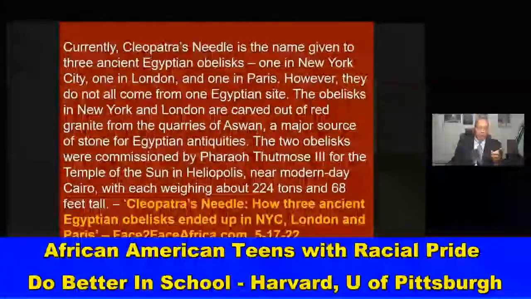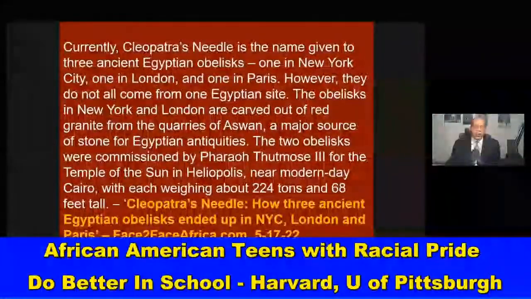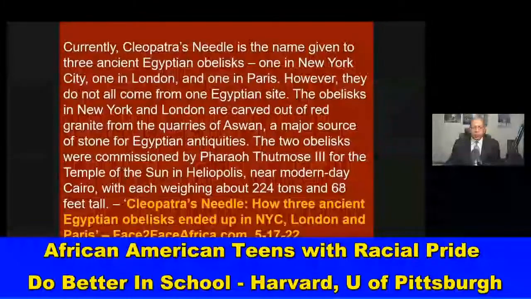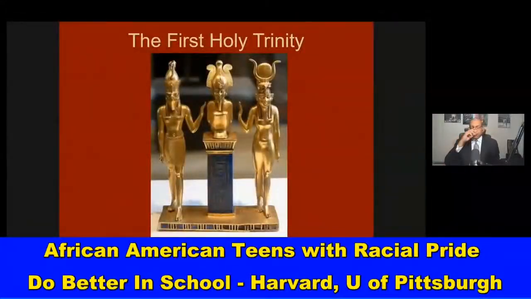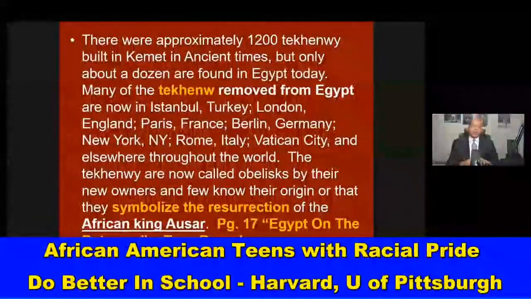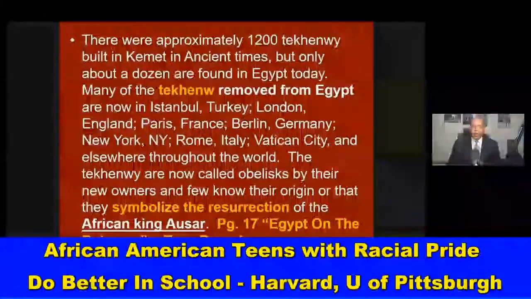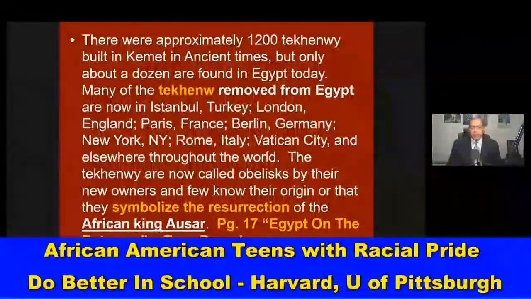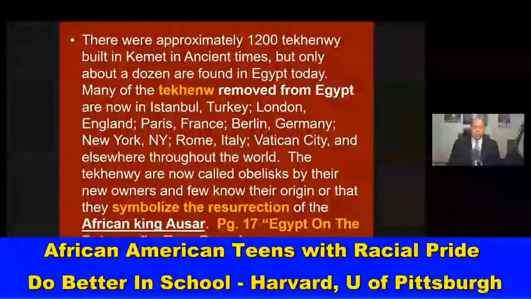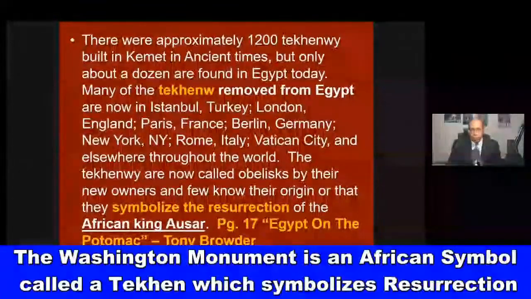There's a good article called Cleopatra's Needle, how 3 ancient Egyptian obelisks ended up in New York City, London, and Paris, France. And the Tekhen, or the obelisk, comes from the story of Asar, Aset, and Heru, who the Greeks called Osiris, Isis, and Horus. There were approximately 1,200 Tekhenu built in ancient Kemet, but only about a dozen are found in Egypt today. Many of the Tekhenu removed from Egypt are now in Istanbul, Turkey, London, England, Paris, France, Berlin, Germany, New York, Rome, Italy, Vatican City, and elsewhere throughout the world.